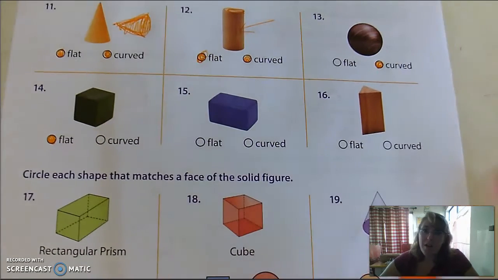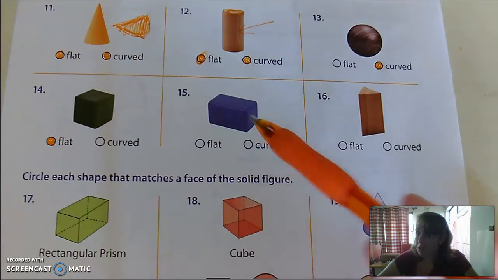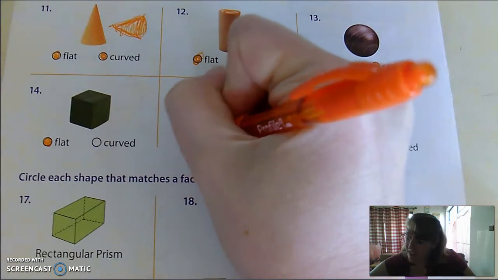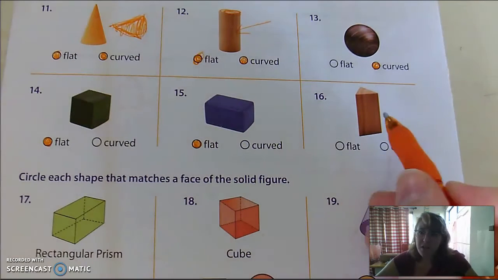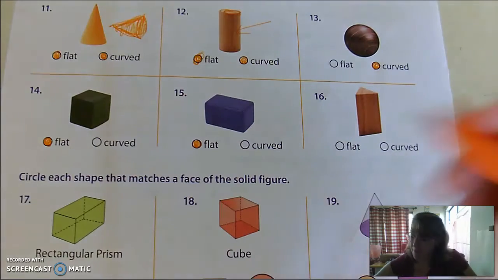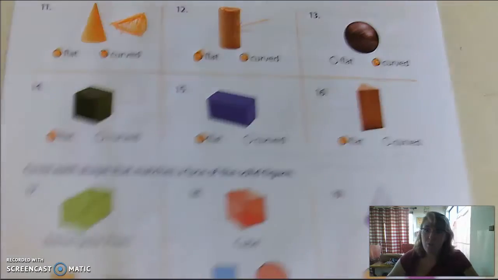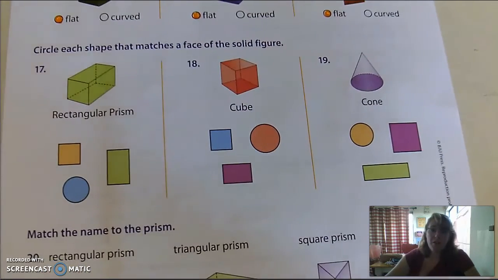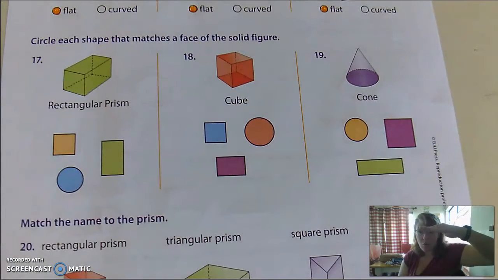No. What about this rectangular prism? Does this have a flat surface? Yeah, it's got quite a few. But if you put this on the driveway, does it have a curved surface? Could it roll by itself? No. Let's look at this triangular prism. Okay. Do I see a flat surface? Definitely. Do I see a curved surface? No, not on that one. The directions tell you to circle each shape that matches a face of the solid figure. Remember, the face is what's on top.